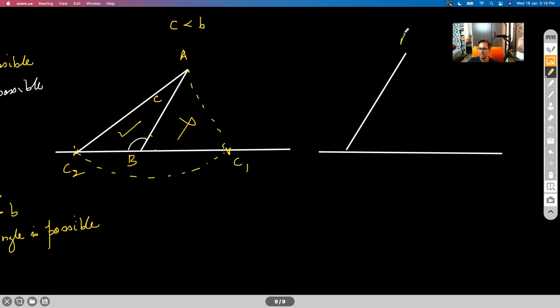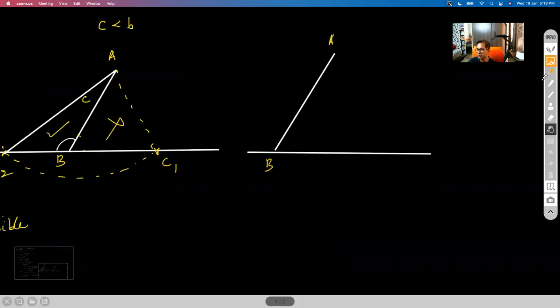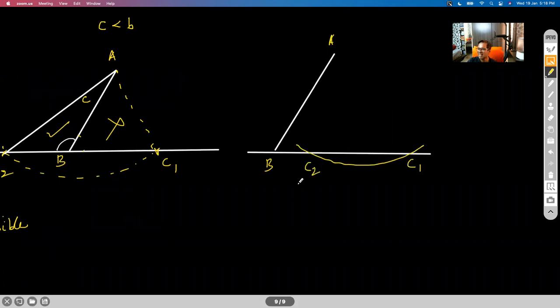So what is going to happen in this case? When you're taking a compass and you're trying to cut, and if your B is smaller than C, it is going to cut this side only, right? C1, C2. And none of them is going to work out. You can't have a triangle like this. Why? Because if you have a triangle like this, your B is not obtuse. It is acute in this case. So this triangle is not possible. If you try to make a triangle with this C1, this also is not possible.